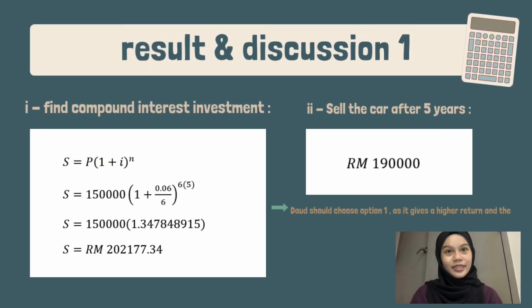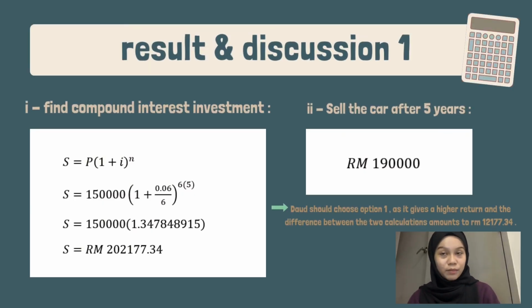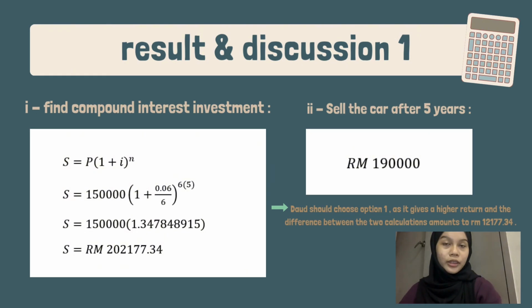Okay, so for the result and discussion, first we need to find the compound interest investment. We have the formula S equal to P(1 + i)^n. S equal to 150,000 (1 + 0.06/6)^(6 × 5). So we got S equal to 150,000 (1.347849...). After we total up, we got S equal to 202,177 ringgit 34 cents. For the second option, after selling the car for 5 years, Daud gets 190,000 ringgit.